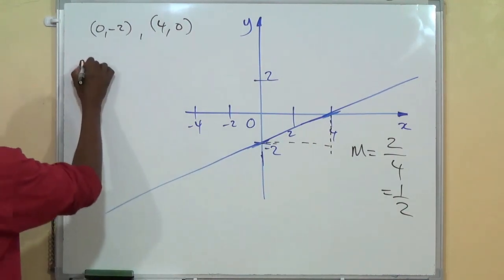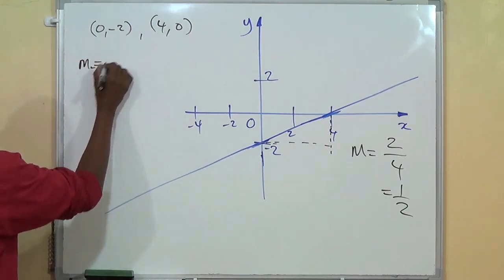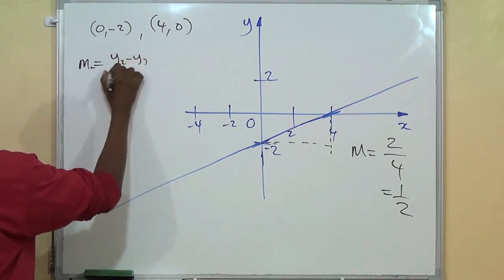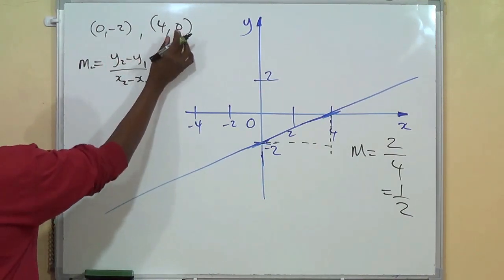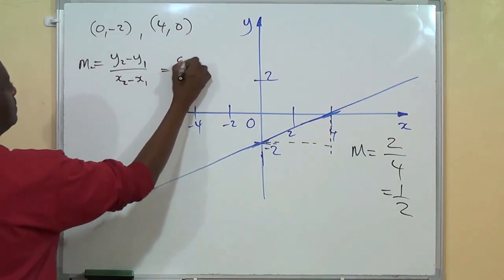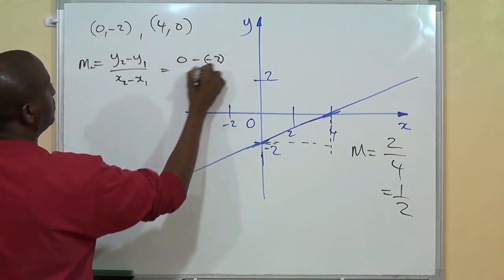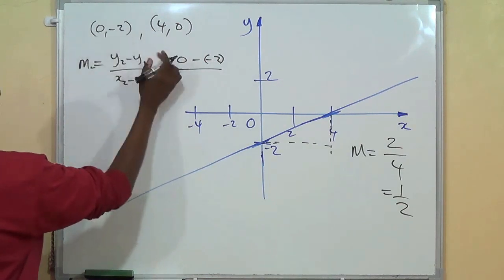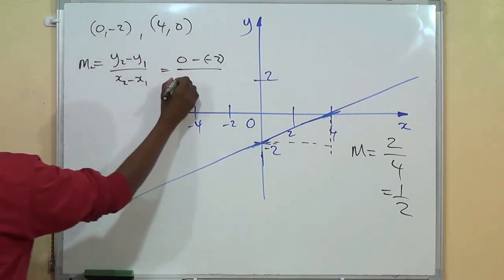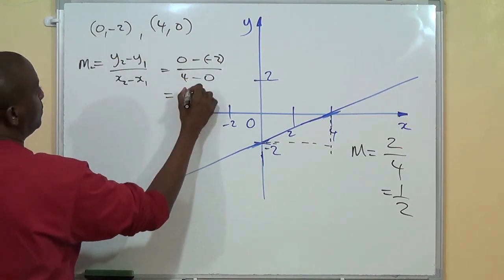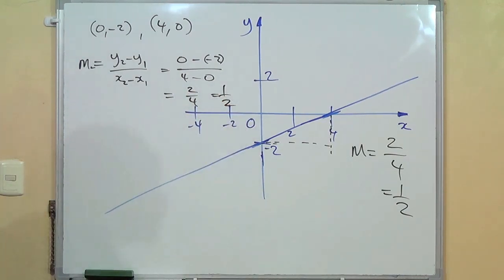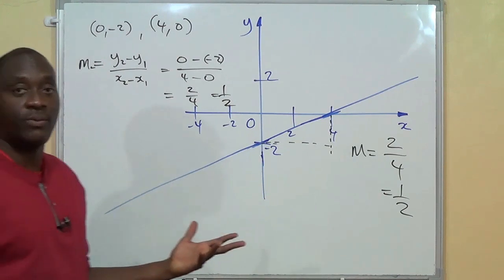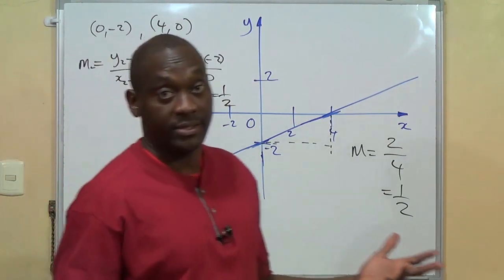So we can say the gradient is equal to y2 minus y1 over x2 minus x1, which will be 0 minus minus 2, all over 4 minus 0, which is equal to 2 over 4, which is equal to the same half. Now, it doesn't matter which point you use as x1, y1 and which point you use as x2, y2.